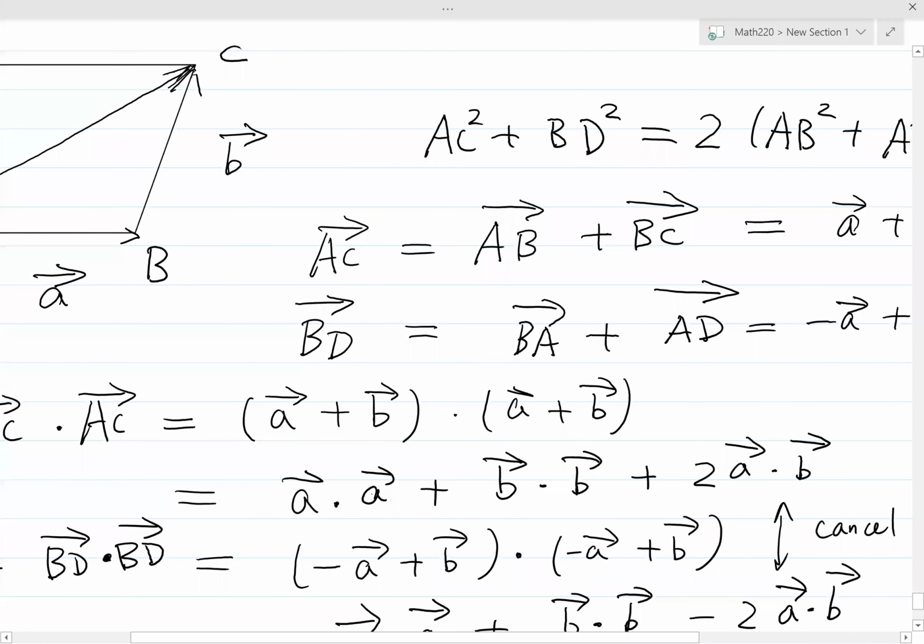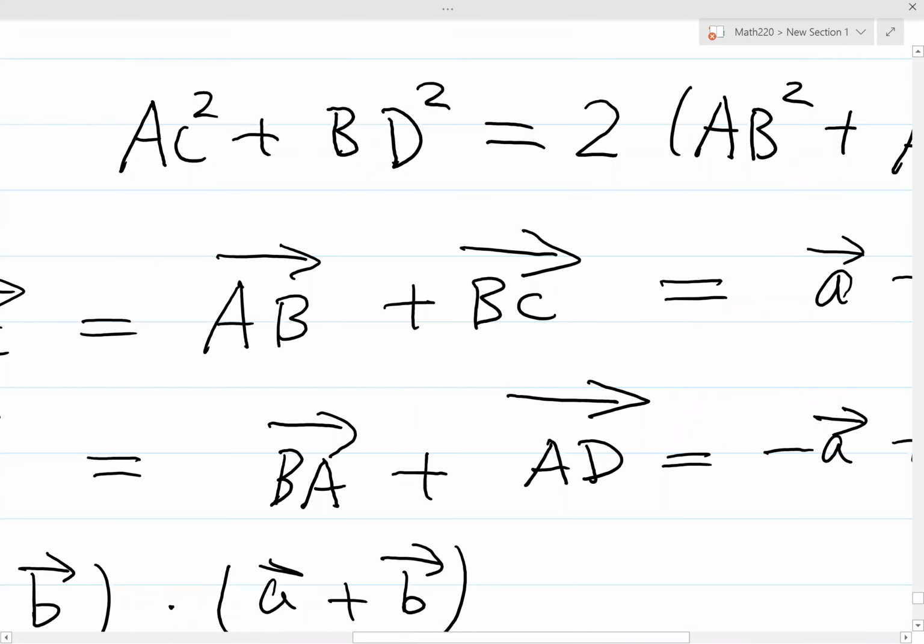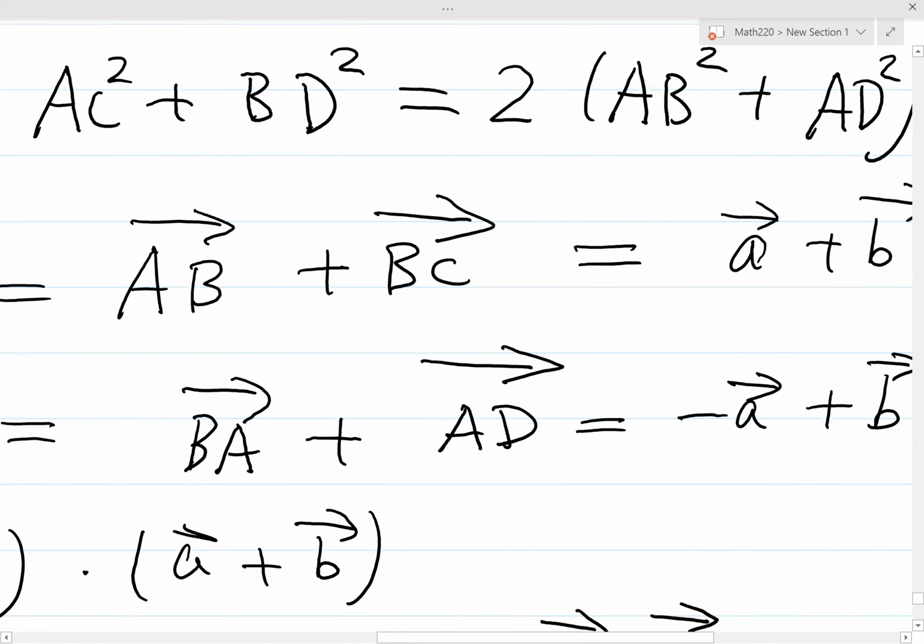If we switch the two letters, capital A and capital B, then we flip the direction. The magnitude doesn't change. If we flip the direction, we multiply it by -1. 1 and -1 are opposite directions.